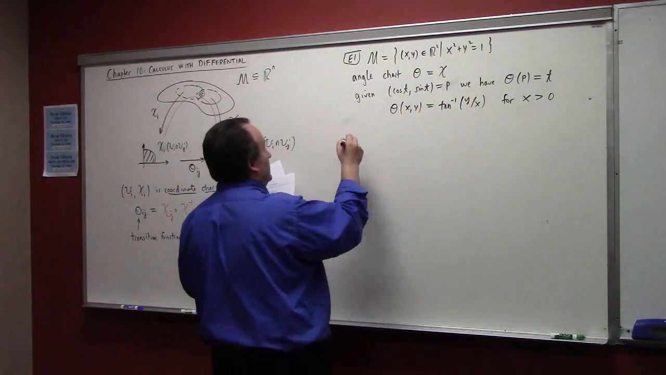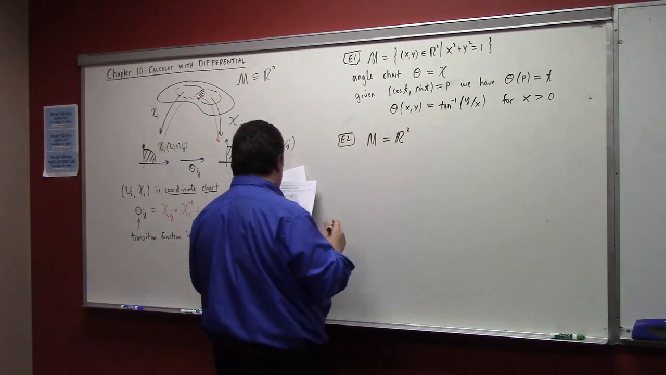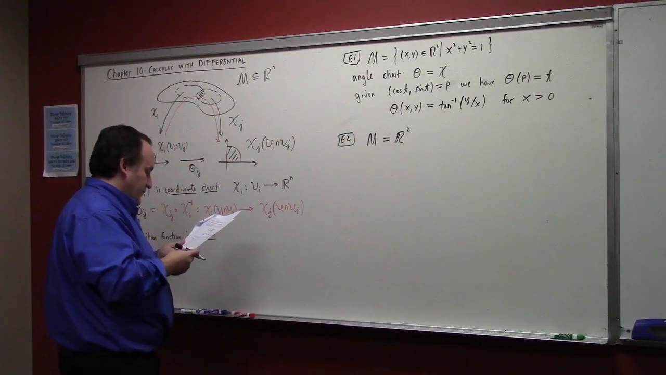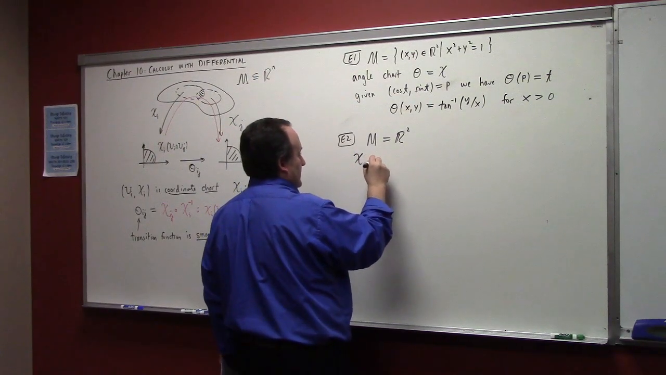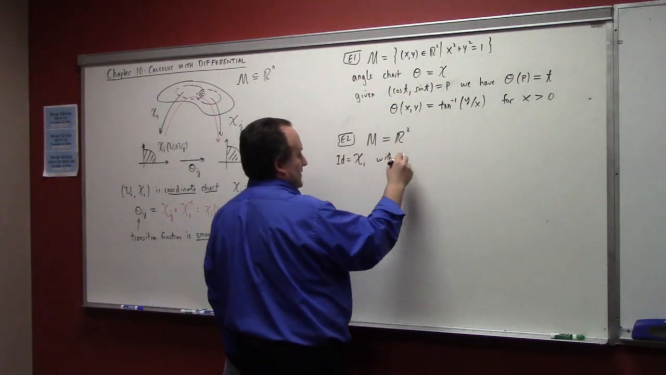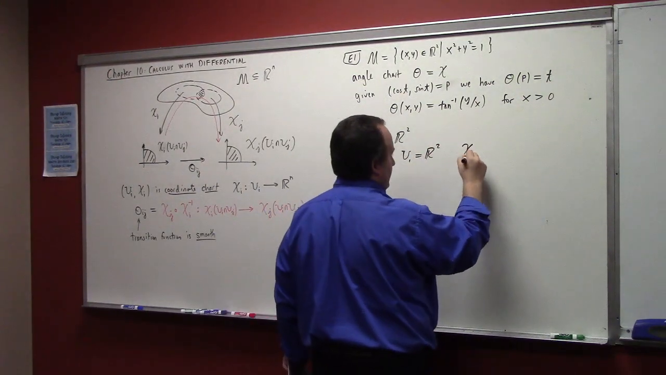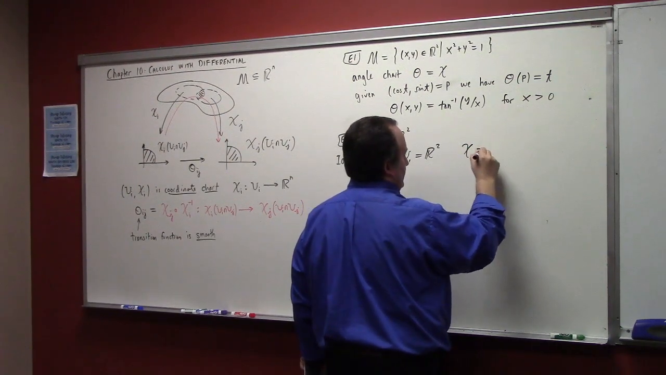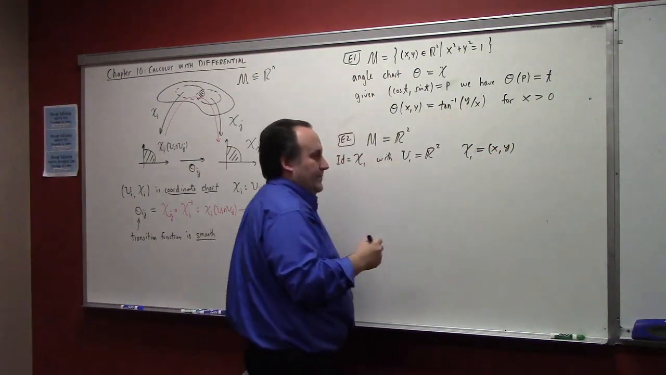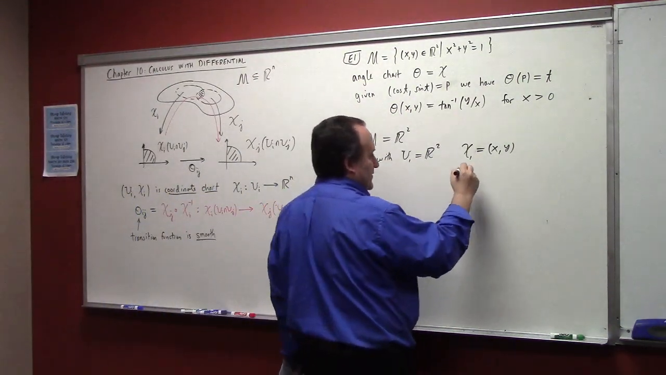Example 2: we could have M equals R^2, and the usual chart is just chi_1, the identity, with U_1 equal to all of R^2. Basically chi_1 is equal to, quote unquote, (x, y). Those are the component functions of the usual global Cartesian coordinates.